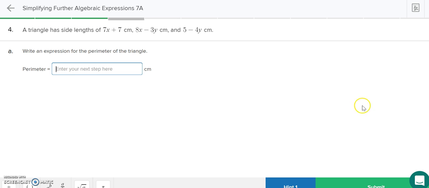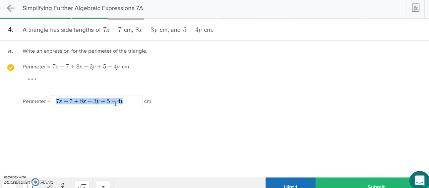Going on, a triangle has side lengths given up here: 7x plus 7, 8x minus 3y, and 5 minus 4y. So what we want to do is make an expression for the perimeter. So we're going to go 7x plus 7 plus 8x minus 3y plus 5 minus 4y. Okay, now you can put brackets around these if you want to, but you don't really have to.